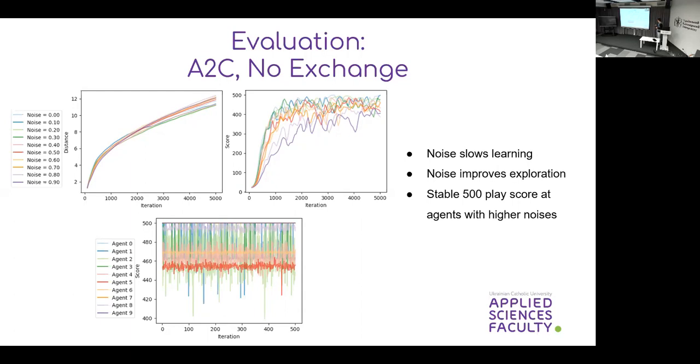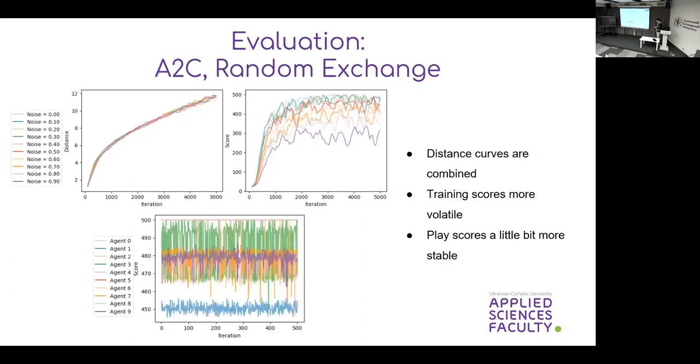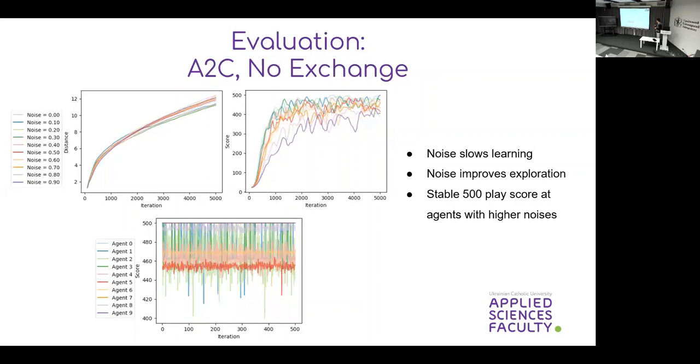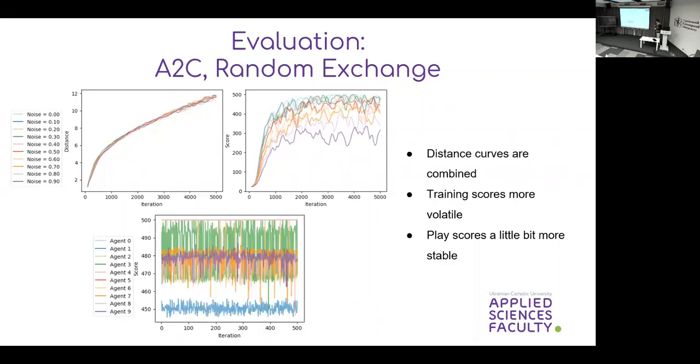Next, we have random exchange here to compare. We can see that now distances are combined for all noises into one line, we can say. The training score is much more volatile because of the exchanges. We can see some drops here that we didn't observe previously. And the play score is a little bit more stable because each agent had the possibility to train in the environment with bigger noise.